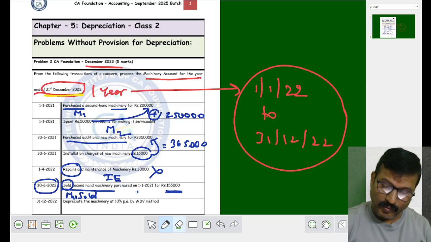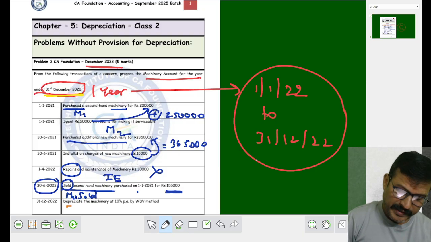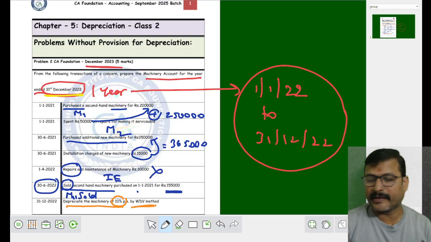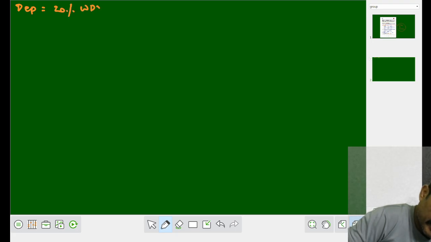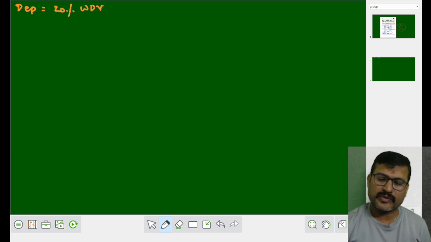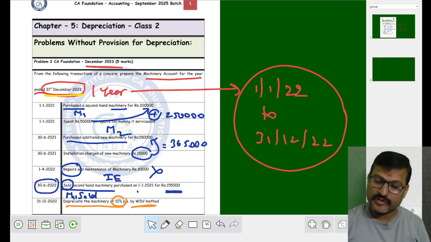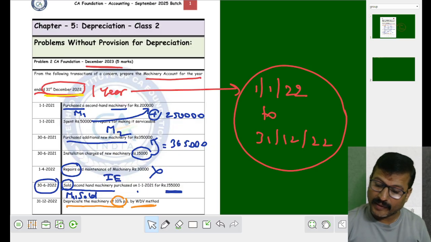Now, my dear children, what do we have to do? Depreciate machinery 10% per annum under what method? WDV method. See how to write the solution for this. This is problem number 2, right? So what do we have to write? Depreciation is 20% under what method, my dear student? Sorry, it is not 20%, it is what percent? 10%.